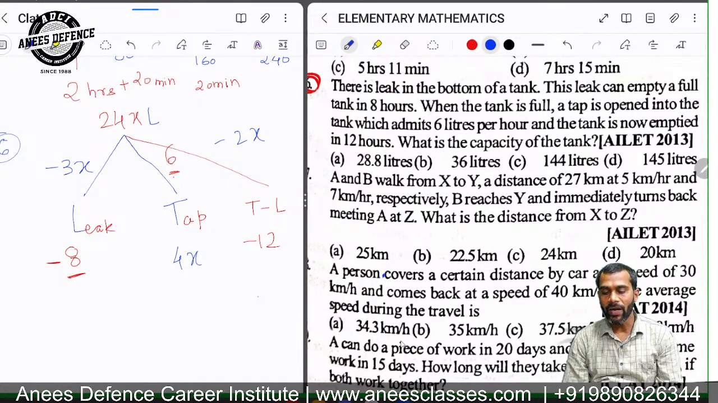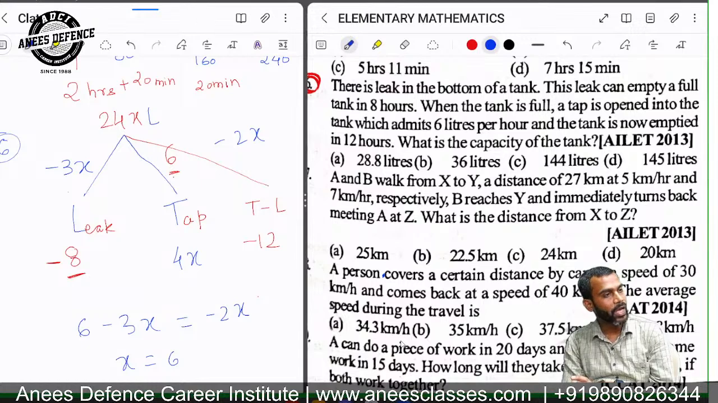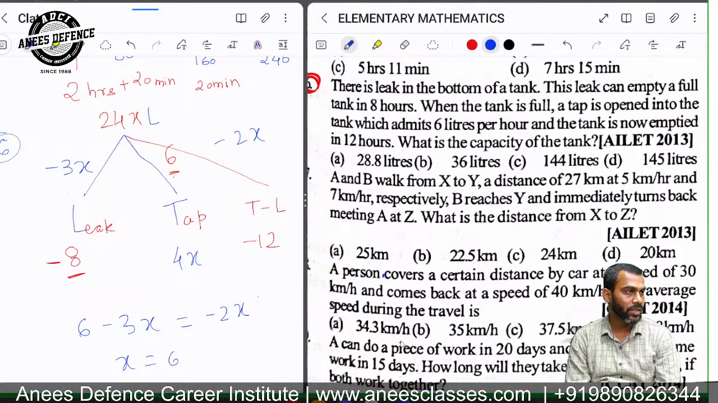Now just add both of them, tap and leak. It becomes 6 minus 3x, and that should be equal to minus 2x. Yes or no? So x is equal to 6. What I have done, I have added the efficiency. The efficiency of leak is minus 3x. The efficiency of tap is 6. And the overall efficiency is minus 2x when they are working together. So I can add the efficiency.